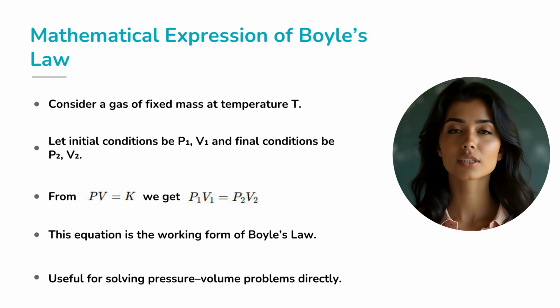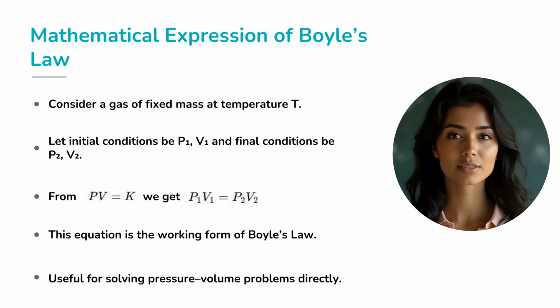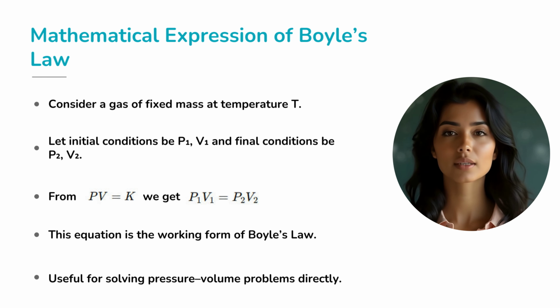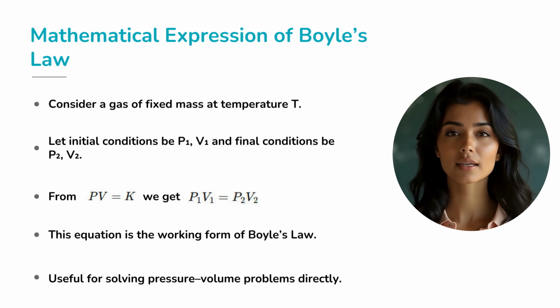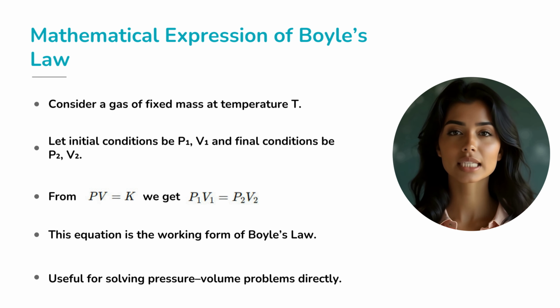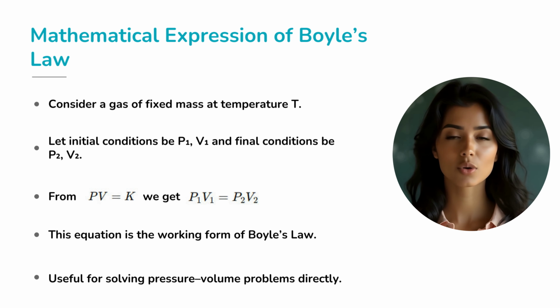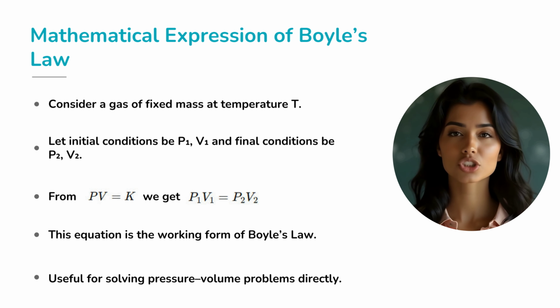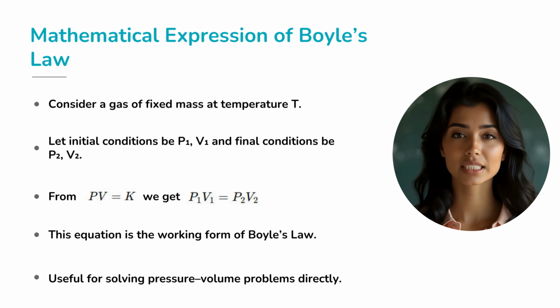Let us now derive the useful formula. Consider a fixed mass of gas at constant temperature. Initially, it has pressure P1 and volume V1. Later, if conditions change to pressure P2 and volume V2, Boyle's law tells us P1 multiplied by V1 equals P2 multiplied by V2, that is P₁V₁ equals P₂V₂. This equation is the working form we use in calculations. So whenever you see a gas problem with pressure and volume changing while temperature is fixed, immediately think of this golden formula.